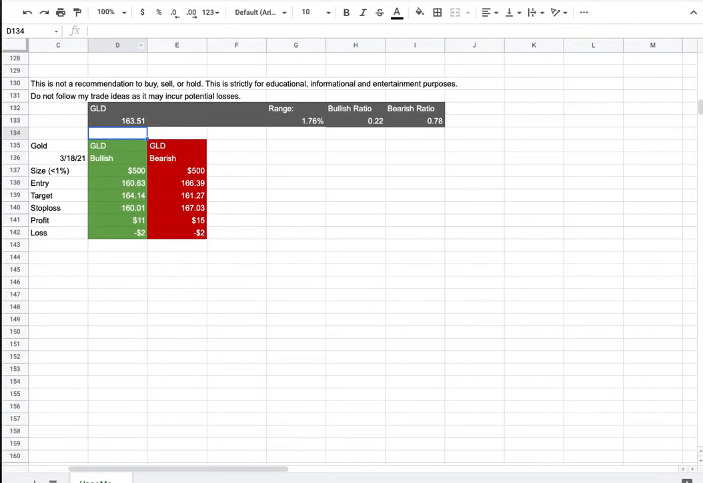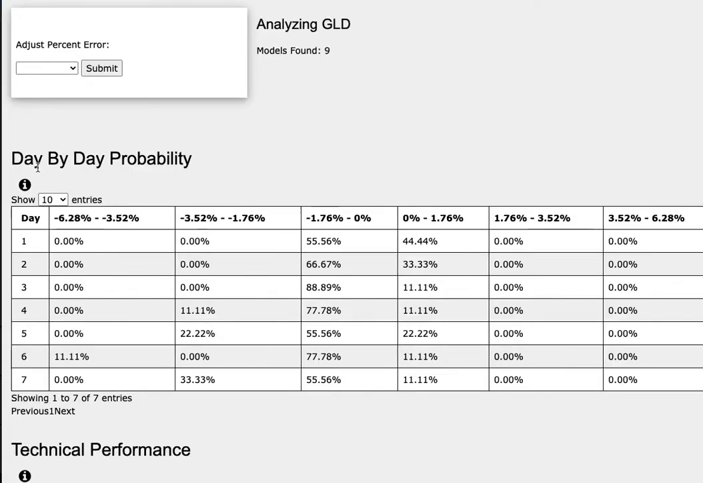So how did I develop these trade ideas? It all comes from the day-by-day probability model, which is available in the link below, so do check it out. As we progress to the 5th day or week of trading, gold futures has a 22% chance to climb between 0 to 2%. To the downside has a 56% chance to fall between 0 to negative 2%, and a 2% chance to fall between negative 2 to negative 4%.